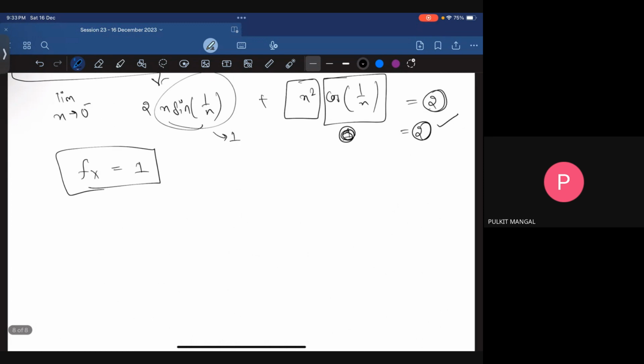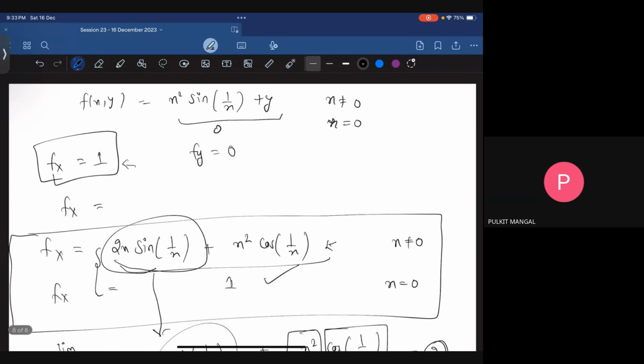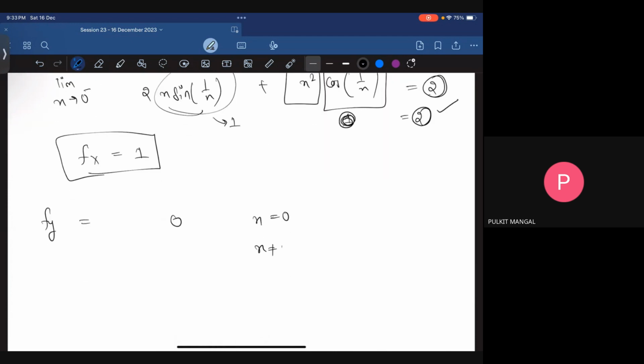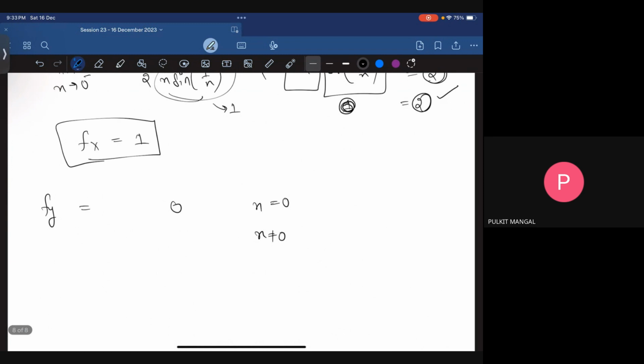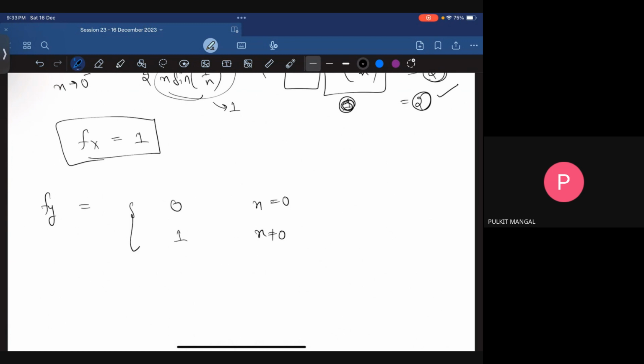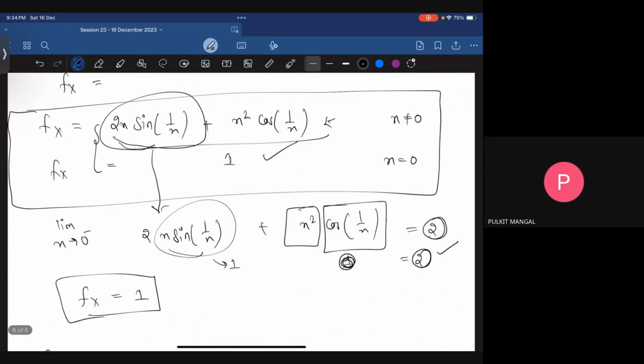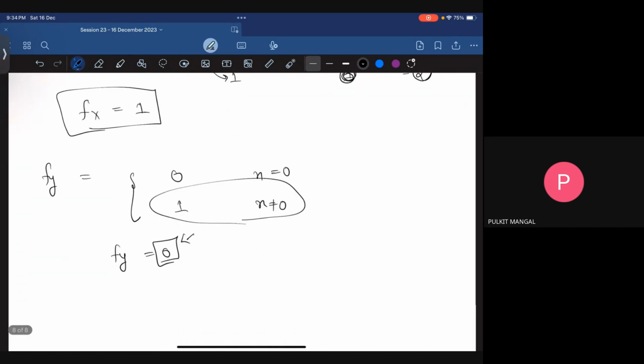We got fx, then fy also, I guess, same procedure. When y is 0, we got it as 0. Now for the y case, when x was 0, here also, because for the x condition it is changing. When x is not equal to 0, we got it as a 1, right? Again, the function is also not continuous. At 0, the value of the function is 0, while we are approaching, it is 1. So both fx and fy are not continuous.